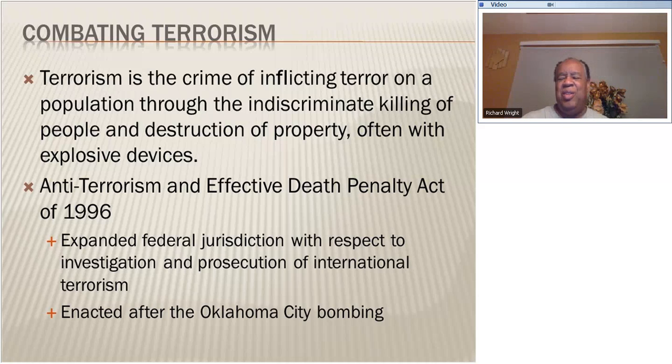But anyway, terrorism involves inflicting terror on populations through the indiscriminate killing. It's not who you're killing. You're just killing people to make a political statement. And destruction of property, often with explosive devices. This is what happened at the Boston Marathon. However, before all of that happened, in the 90s, in '96, the Anti-Terrorism and Effective Death Penalty Act came about because of the Oklahoma City bombing.